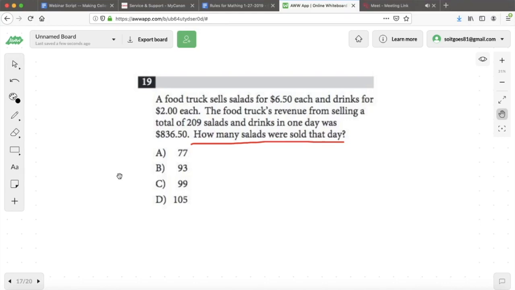Okay? And for most of the system of equations word problems, almost all of them, you can just plug in values like we're about to do. Okay, we can test the answer choices here. We don't need to set up a system of equations. So let's do that T-chart again for testing the values, right? We've got an unknown number of salads. We got an unknown number of drinks. Okay? And we can test them. Let's test 77.